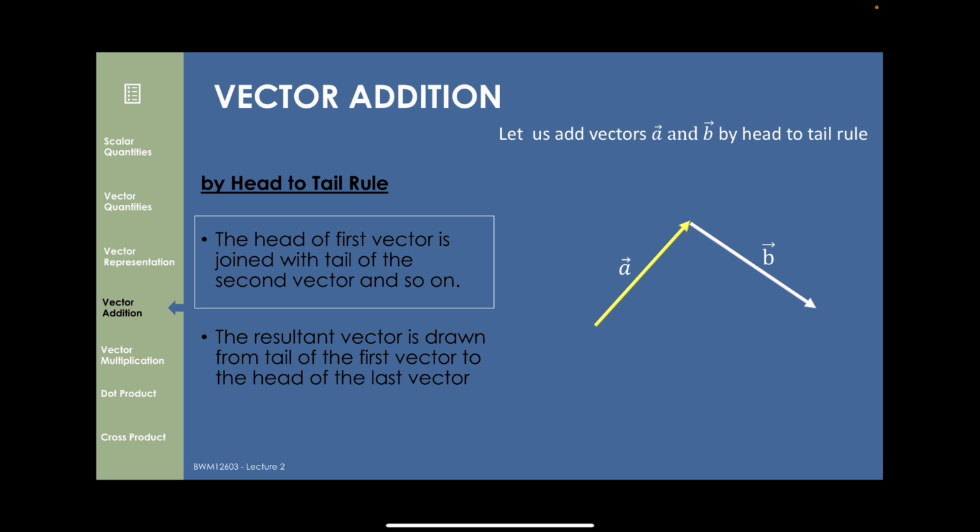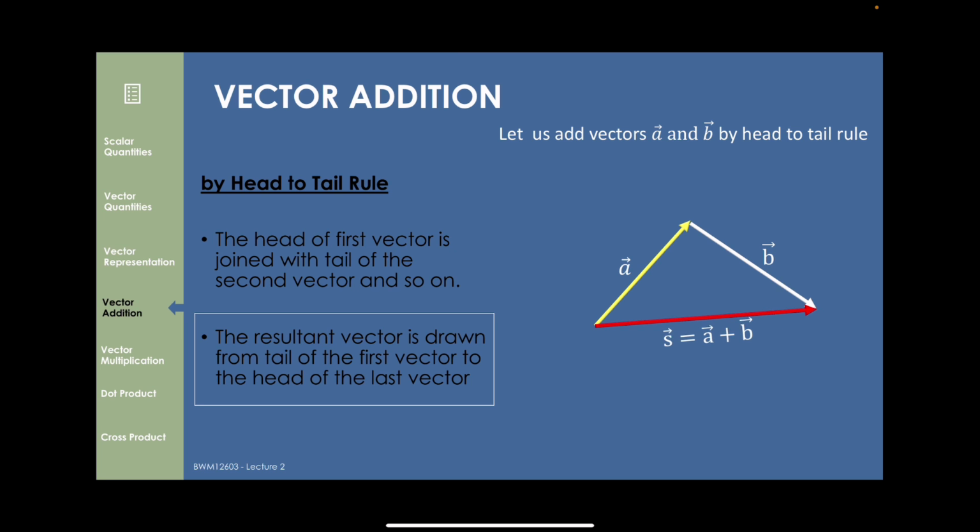Now we come to the second step, to find the resultant vector, or the sum vector of these two, meaning the answer after adding these two vectors. We will draw a vector from the tail of vector a towards the head of vector b like this. We can call this vector s, or r, or any other name that we want to give the resultant vector, it's up to us. So here we are calling it s. So s is equal to a plus b.